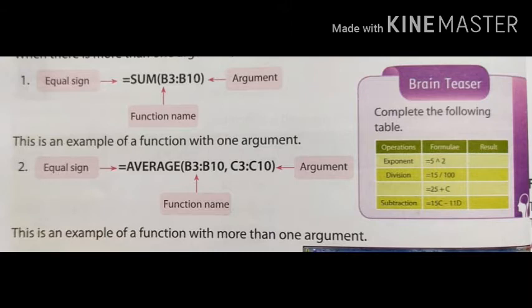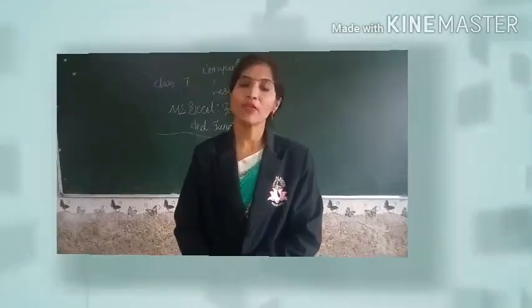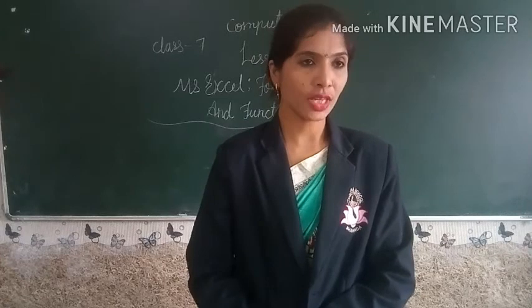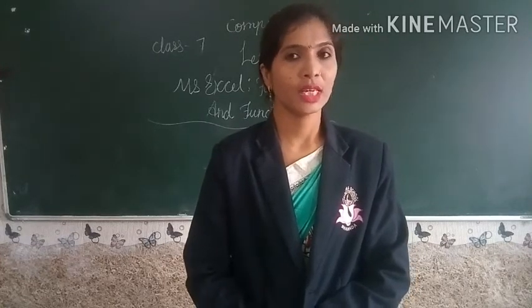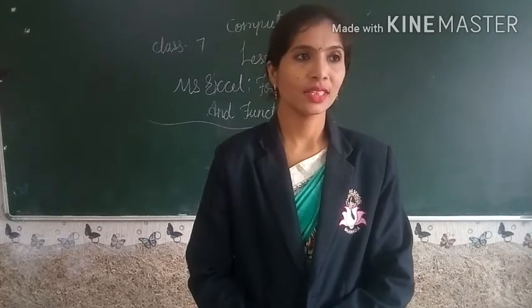The third part is arguments. It can be numbers, text or cell reference. Arguments are enclosed within parentheses. When there is more than one argument, each is separated by a comma. This is an example of a function with the argument. Some functions used are sum, average, max, count. There are various predefined functions in MS Excel.